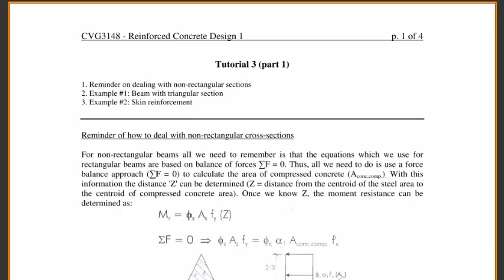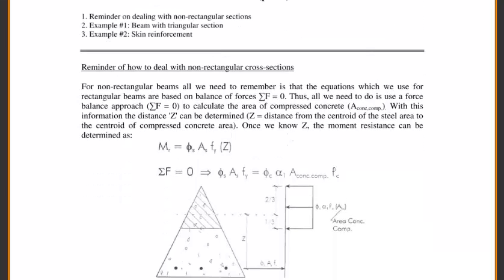This is tutorial 3, part 1 of course CVG 3148. This tutorial is going to give a quick reminder on how we deal with non-rectangular sections, and we're going to look at another example of a non-rectangular beam. We'll also review how we deal with the problem of skin reinforcement. So first of all, let's remind ourselves how we deal with non-rectangular cross sections.